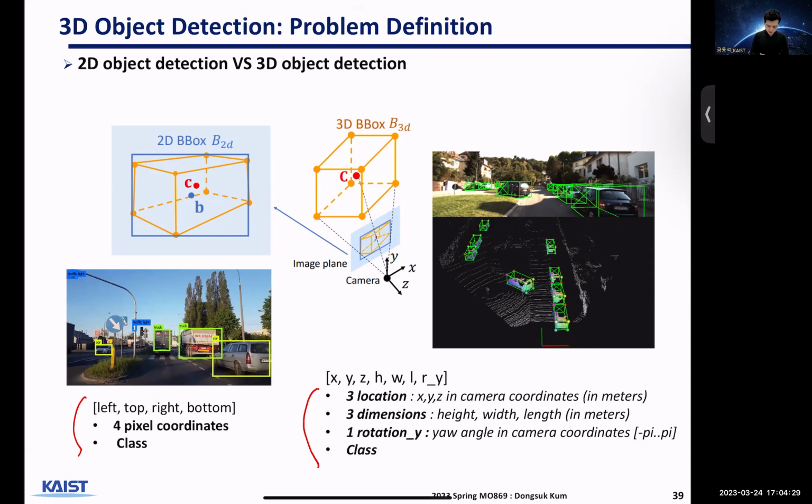So for 3D object detection, you need the position, and you need the size of the box, and then you need to compute the angle, the heading angle, and then the class. Okay.